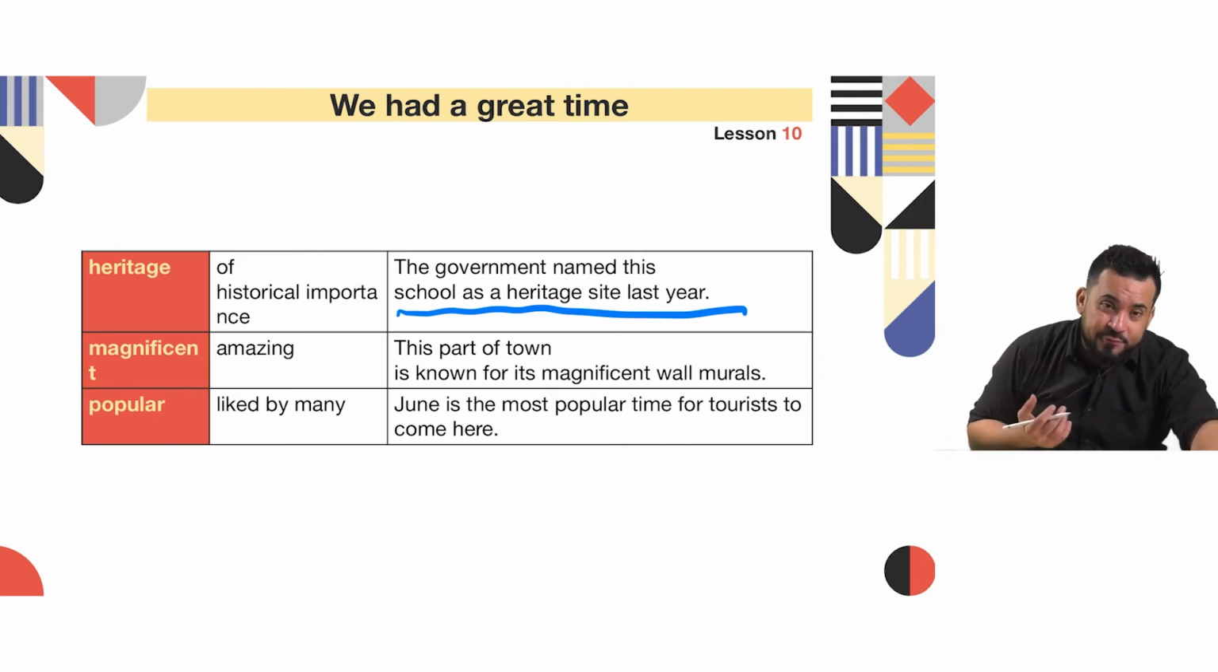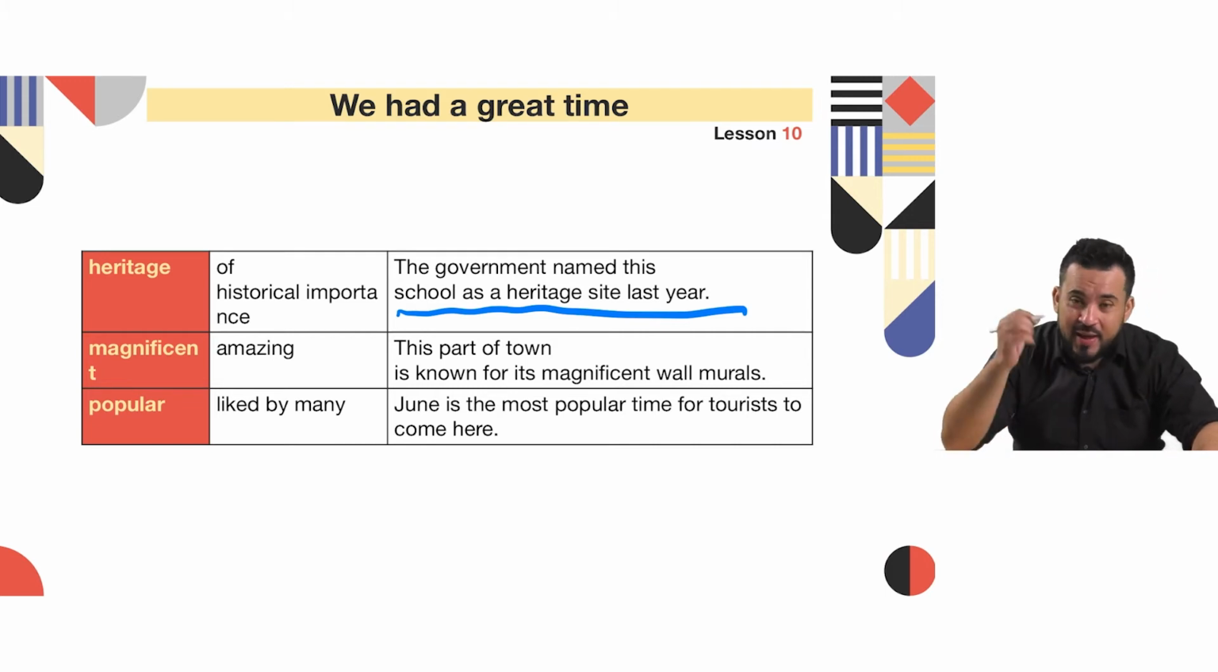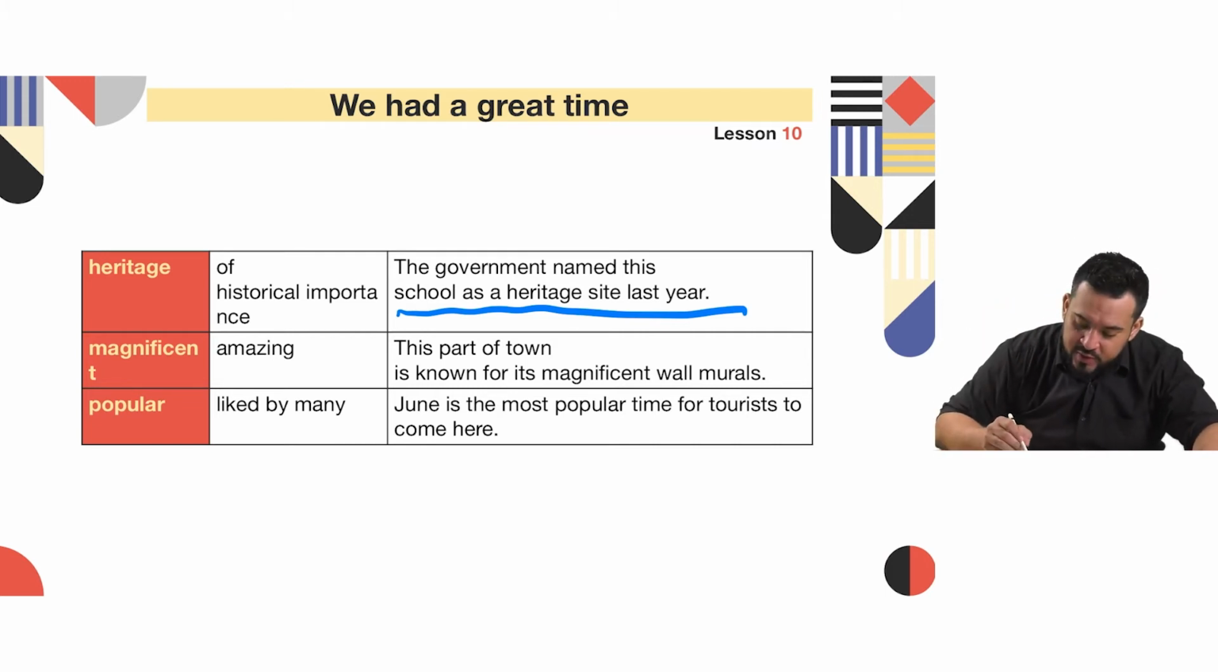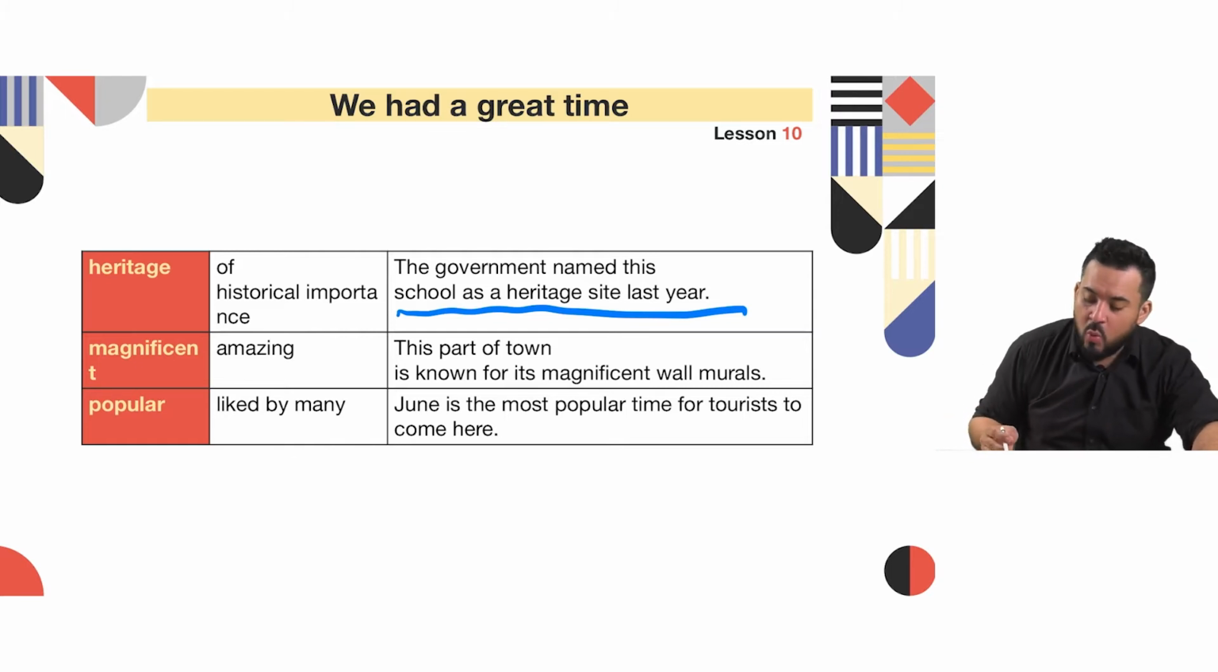Magnificent. Magnificent means amazing. This part of town is known for its magnificent wall murals. Popular means very famous. Many people like it. June is the most popular time for tourists to come here.